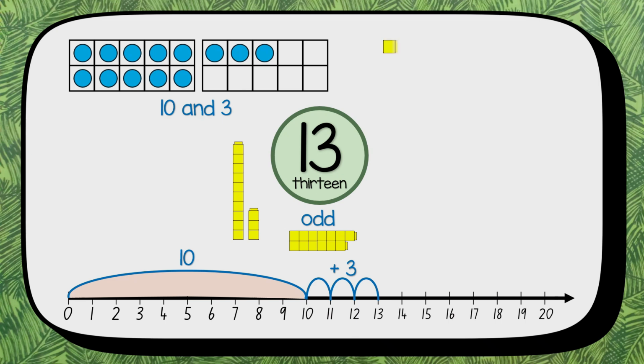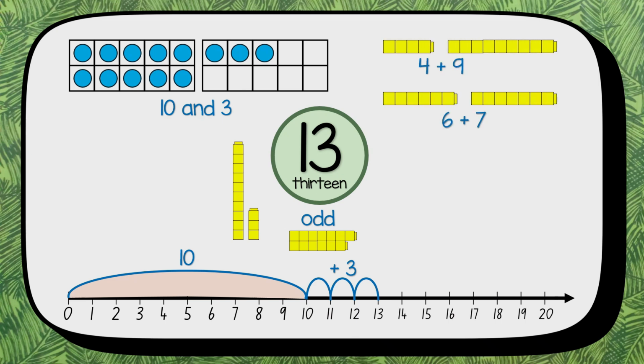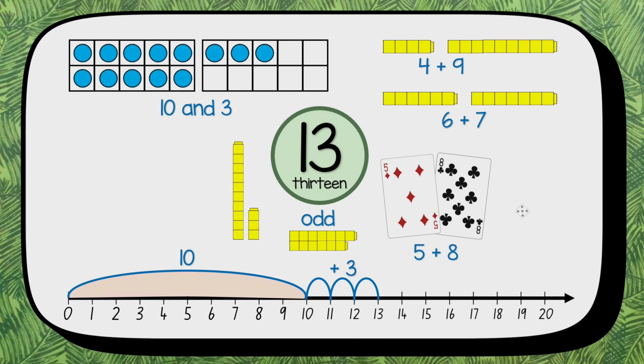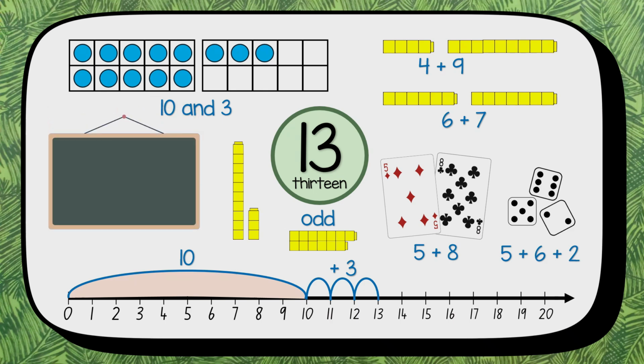And of course, 13 is made of smaller parts that add to make 13. These playing cards are showing that 5 and 8 make 13. And these 3 dice show 13 as 5, 6, and 2. And don't forget our 13 tallies, 5, 5, and 3.